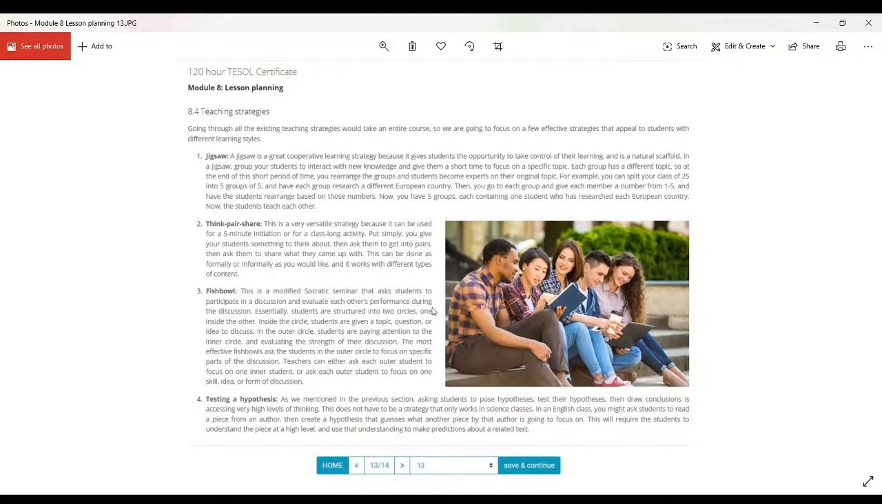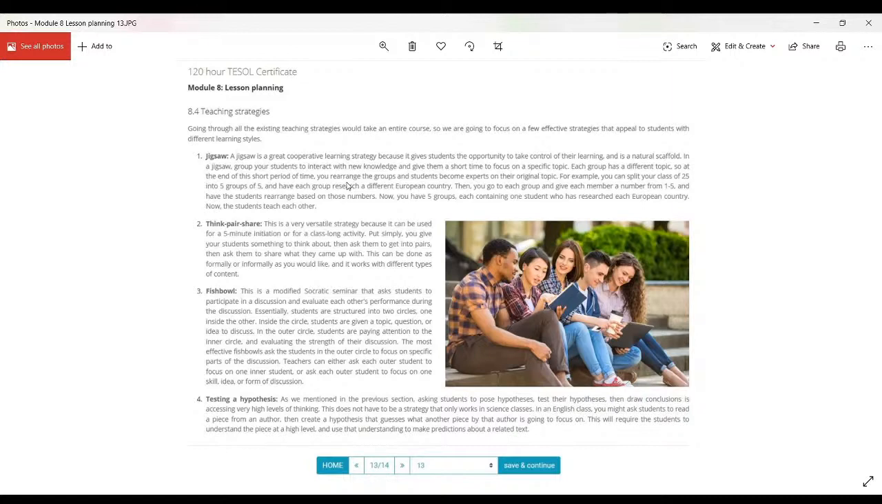Okay, number one, Jigsaw. Jigsaw is a great cooperative learning strategy because it gives students the opportunity to take control of their learning and is a natural scaffold. In a jigsaw, you group your students to interact with new knowledge and give them a short time to focus on a specific topic. Each group has a different topic, so at the end of this short period of time, you rearrange the groups and students become experts on their original topic.